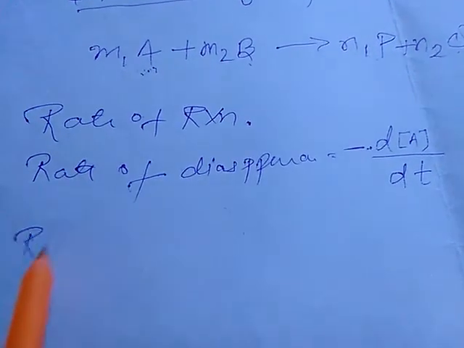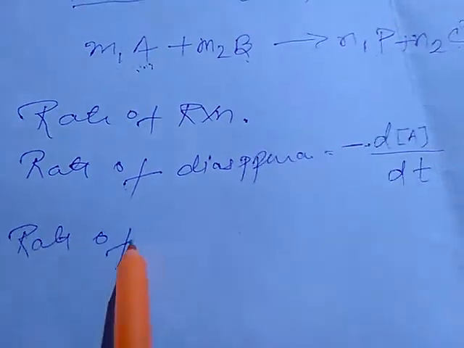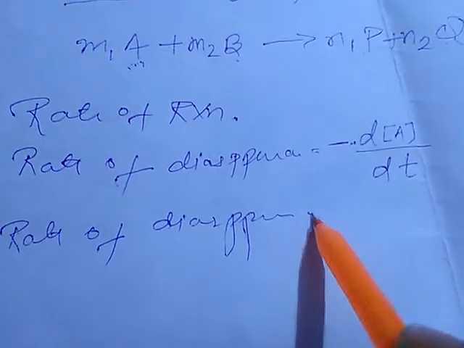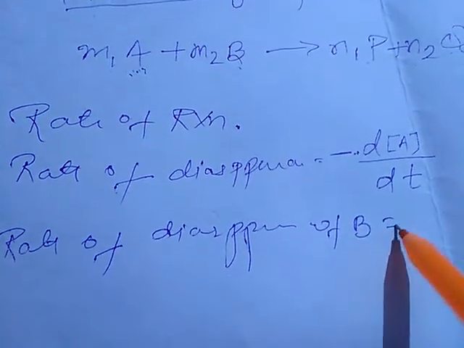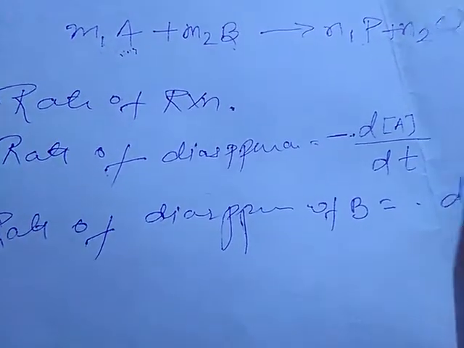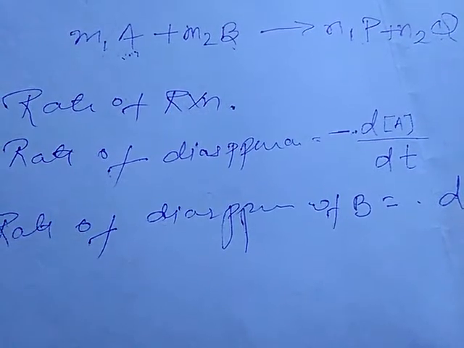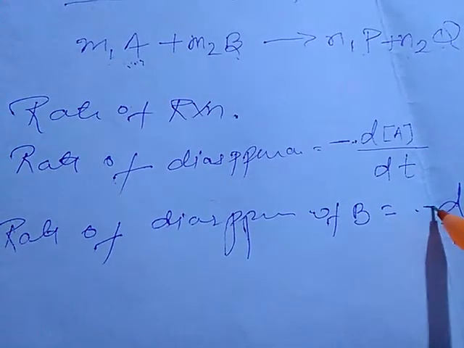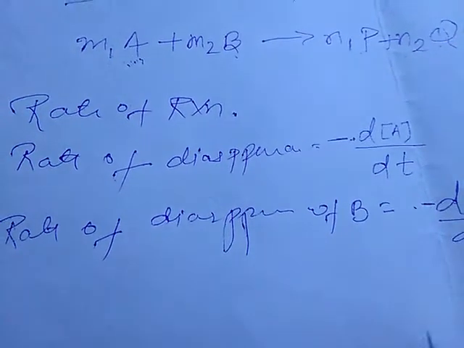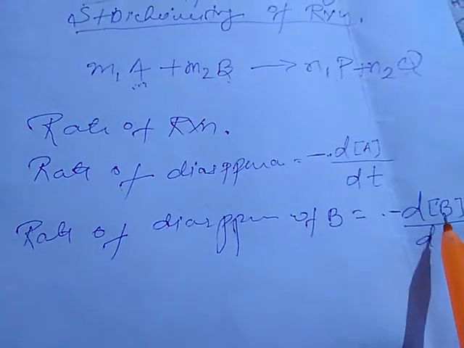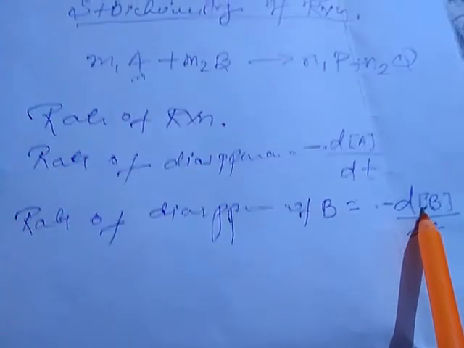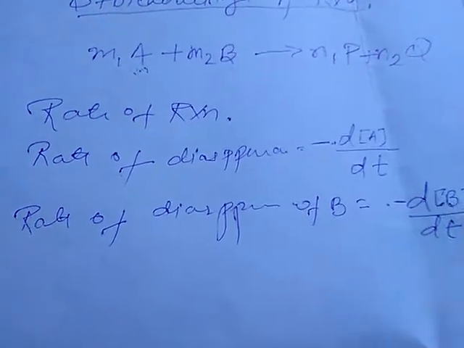In the same manner, we will find out the rate of disappearance of B. It would be equal to minus d concentration of B by dt, and the minus sign would be present here again, as B is a reactant and its concentration is continuously decreasing as the reaction proceeds.